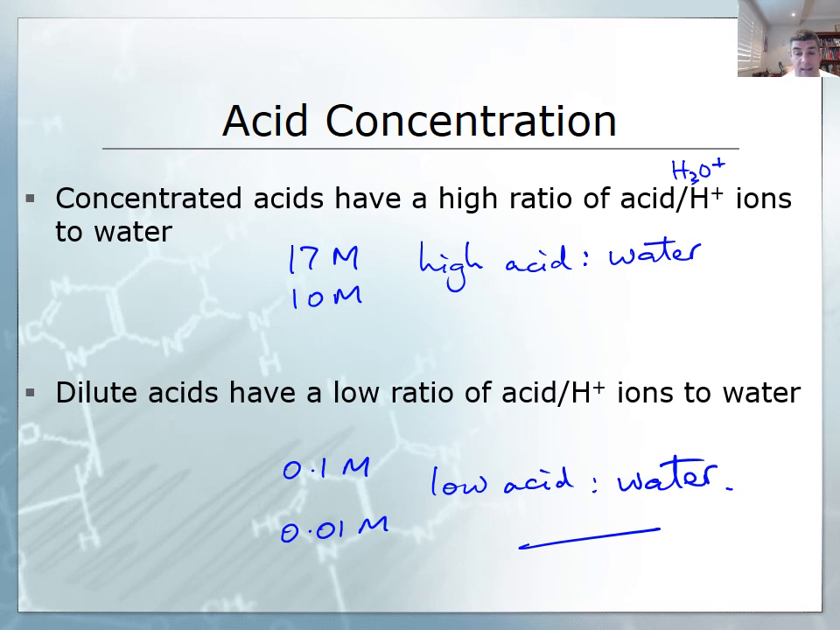So we're going to have a look at some examples of the ways in which acids can be classified on the basis of their strength and also of their concentration. But we'll have a look at this in class.